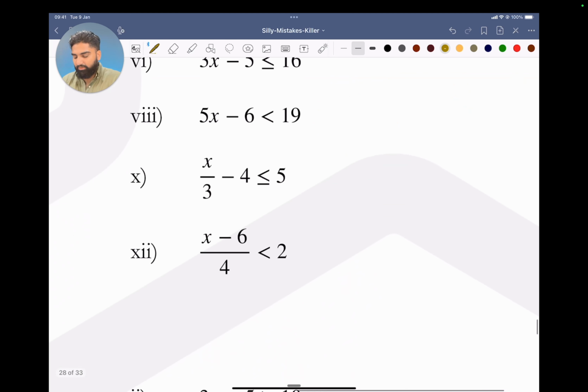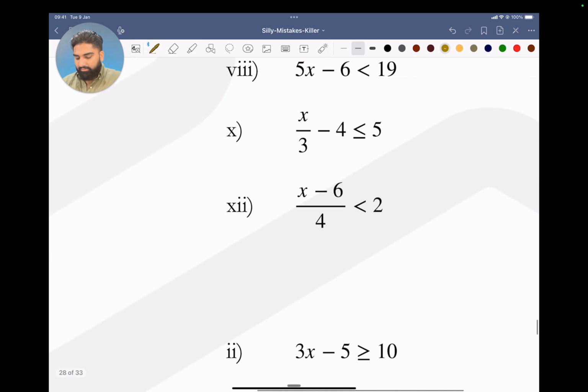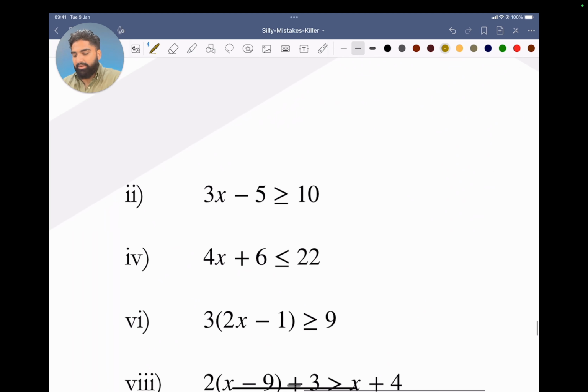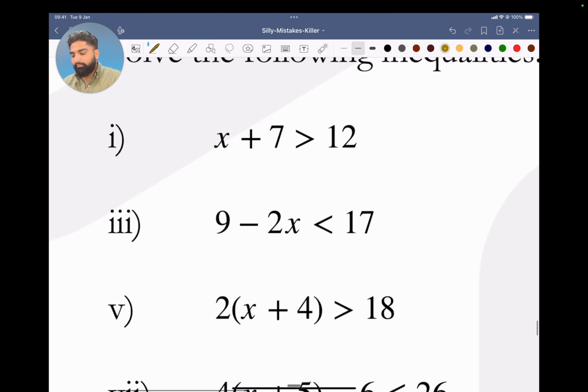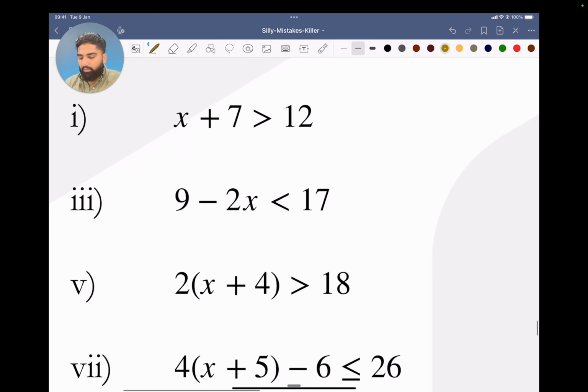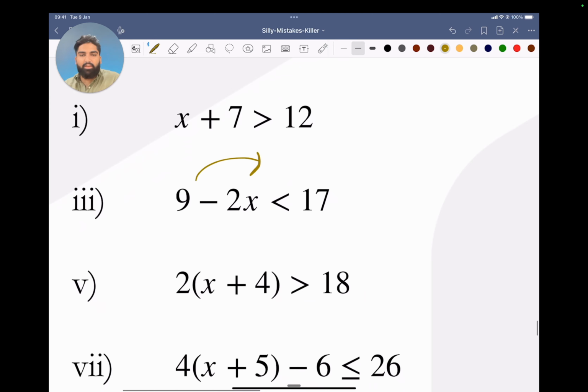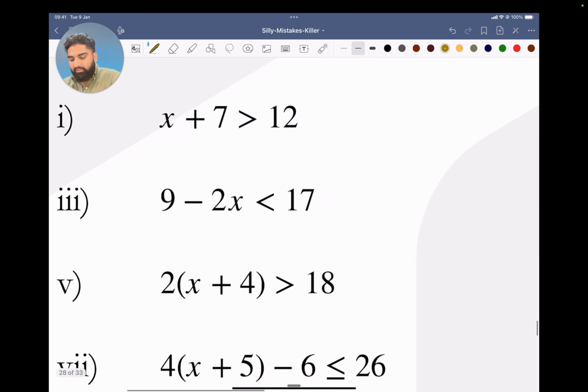That's pretty much it. So if I was to give you a question like, let's say something like this one, part triple I. What I'm going to do first is take the 9 to the other side, or I'm going to minus both sides by 9. Same thing. And what that's going to give me is -2x is less than 17 minus 9, that's 8. And then I'm going to divide both sides by -2.